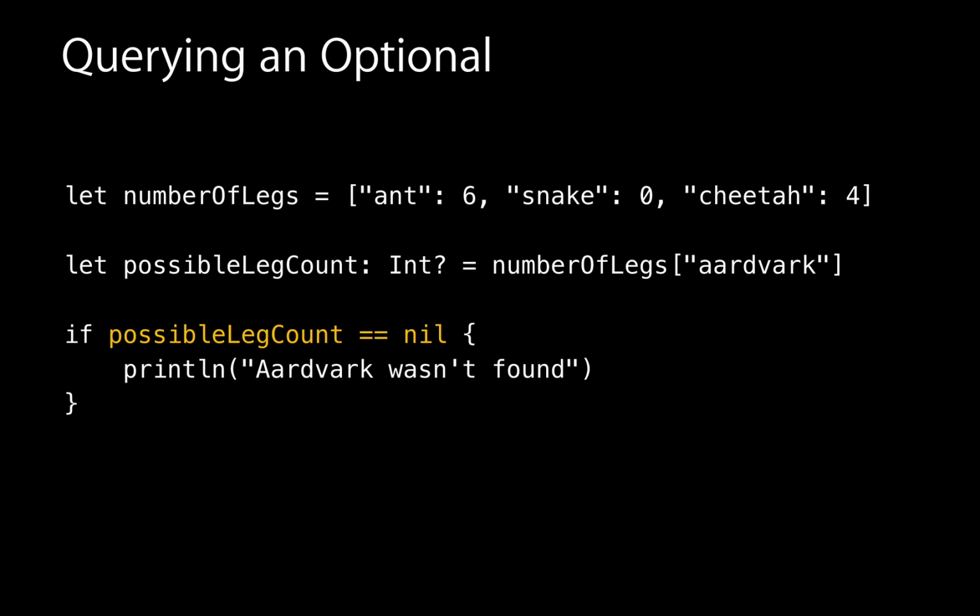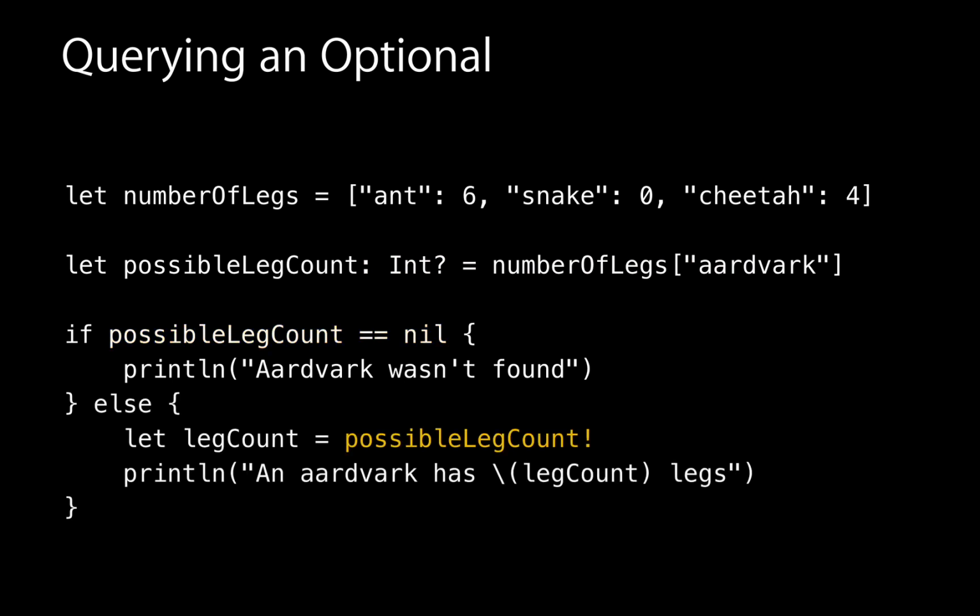How will we get this value out? How do we get that integer out of the optional integer? Well, we do that by forcing the value out using the unwrap operator. That's the exclamation mark here. So what I'm saying is set the constant leg count to the underlying value inside possible leg count. That's what that unwrap operator does. Notice I'm not specifying a type of leg count here. I don't need to, because this is an optional Int. The compiler knows that it's an optional Int, and when I'm forcing that value out, I get the underlying Int. So leg count here is an integer.